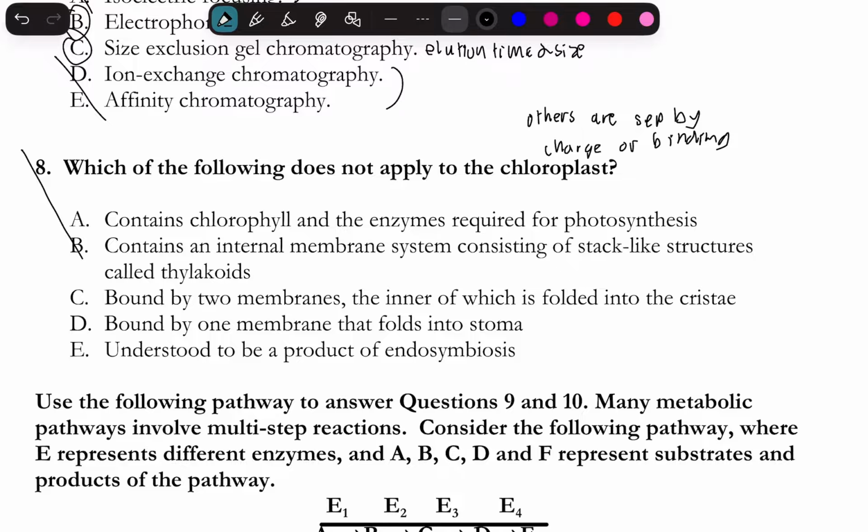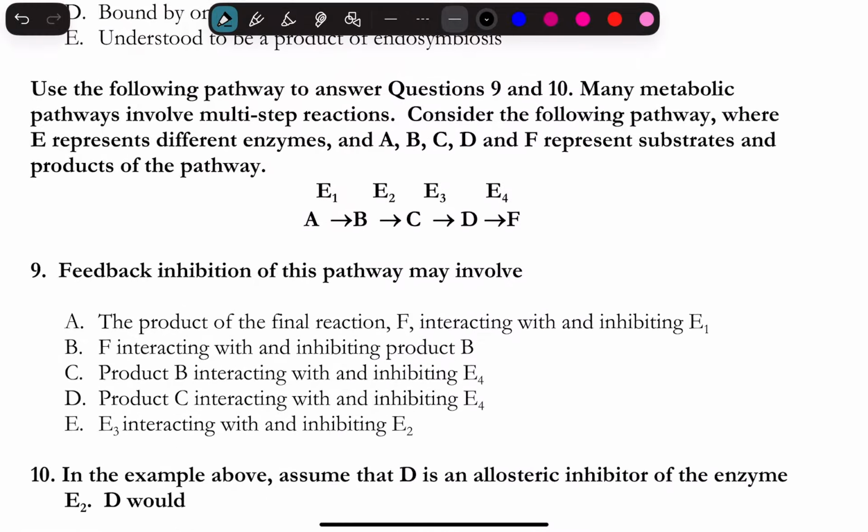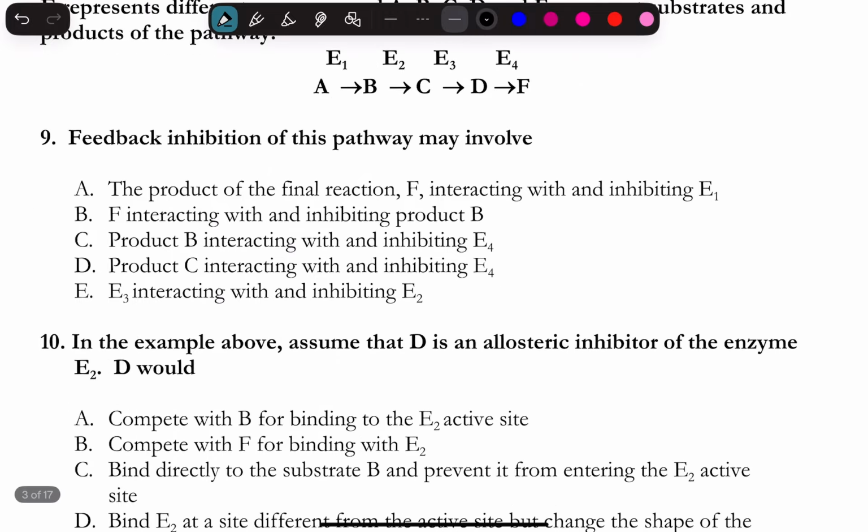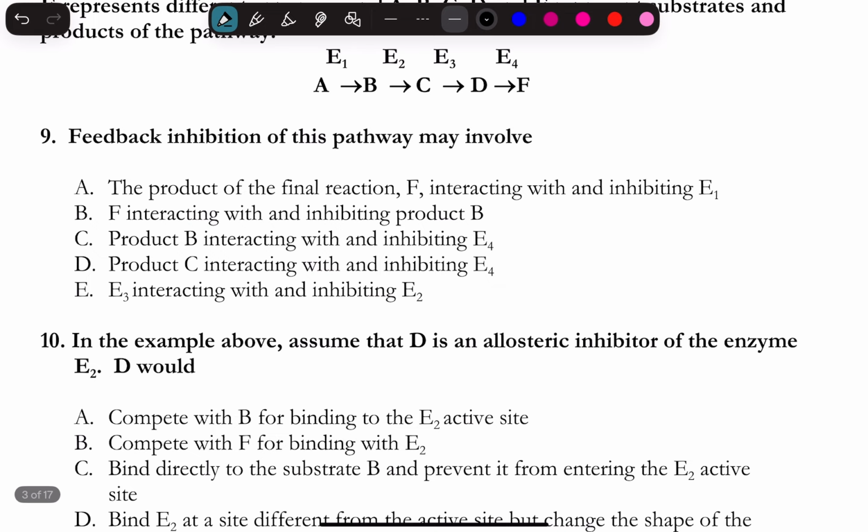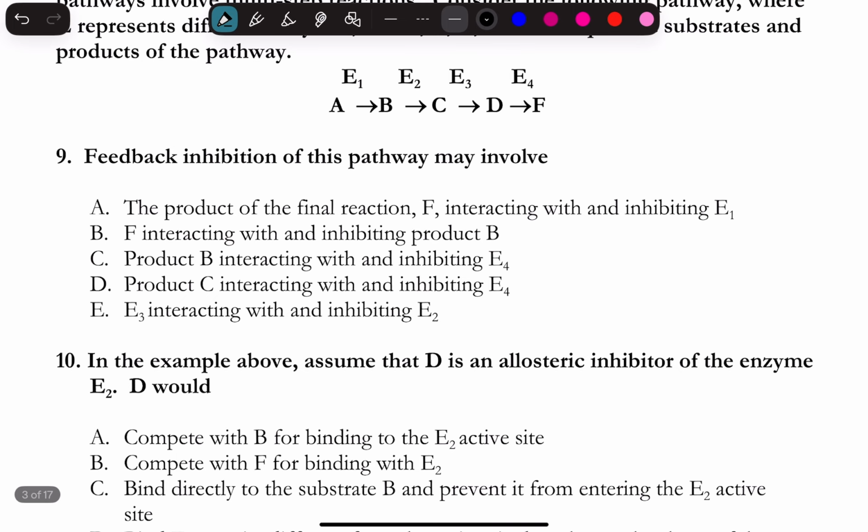Okay. So, let me read. Use the following pathway to answer question 9 and 10. Many metabolic pathways involve multi-step reactions. Consider the following pathway where E represents different enzymes and A, B, C, D, and F represent substrates and the products of the pathways. Feedback inhibition of this pathway may involve the product of the final reaction F interacting with and inhibiting E1.